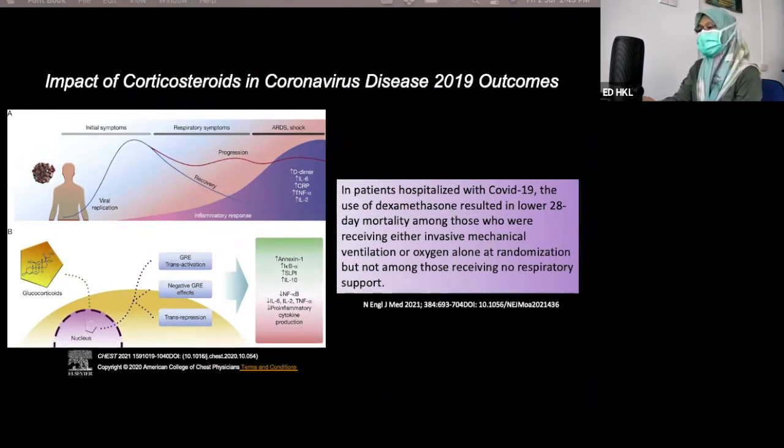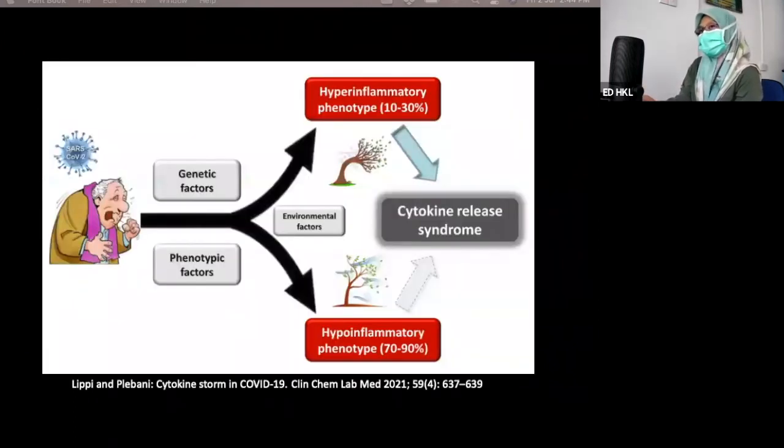Those who require invasive mechanical ventilation or oxygen. Those who do not require it, no need. Because it reduces all the inflammatory mediators, the immune response of the host toward the host itself. Be careful. Know your patient's state, whether it is hyperinflammatory or hypoinflammatory, because up to 70% of COVID-19 patients are in the hypoinflammatory state, in which DEXA or steroid can cause harm, increasing the risk of infection and so on.